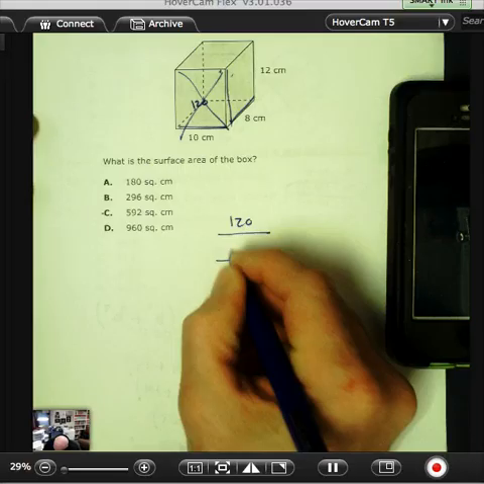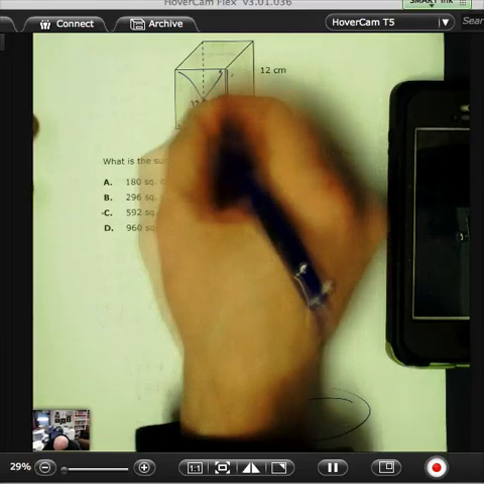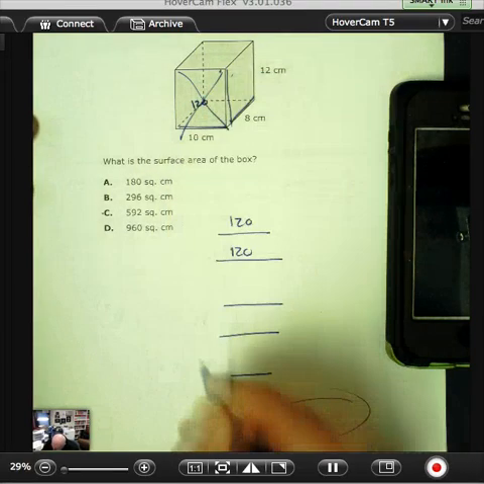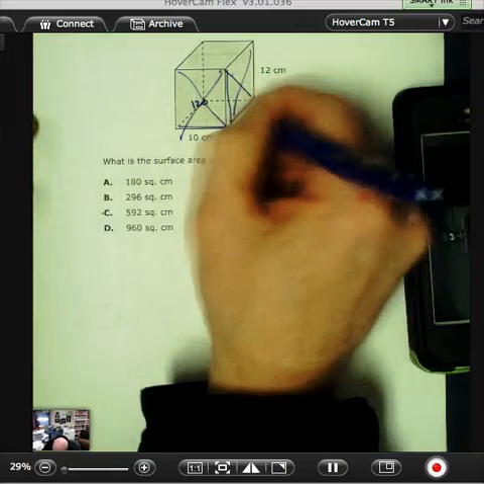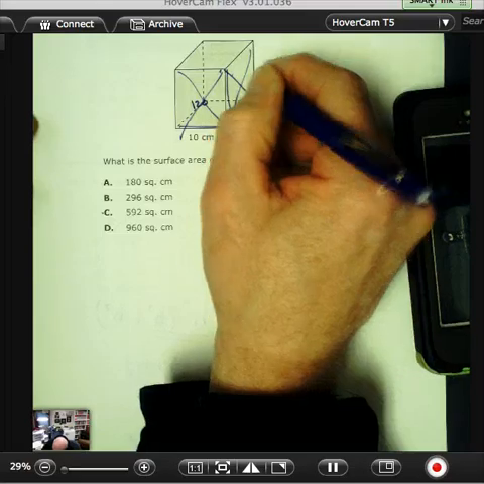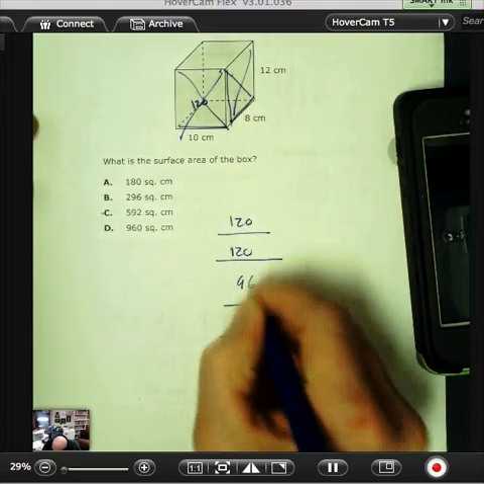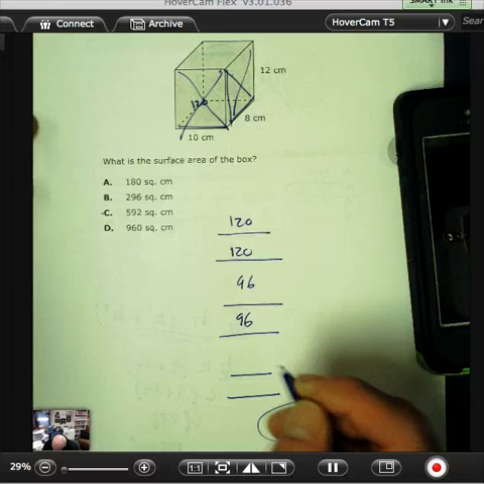Of course there'll be 120 twice, because there's 120 here, and the back face would be 120 as well. Let's find this one next. This is going to be 8 wide and 12 high, so that's 96. So we got 96 and 96.